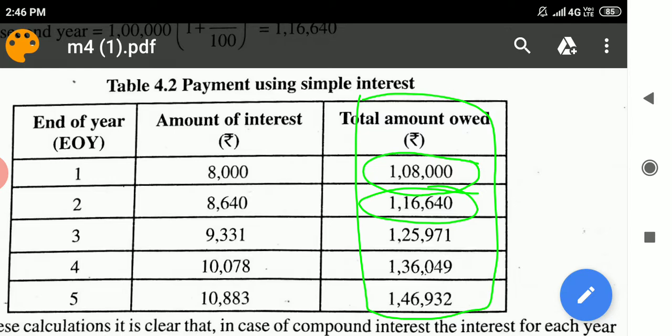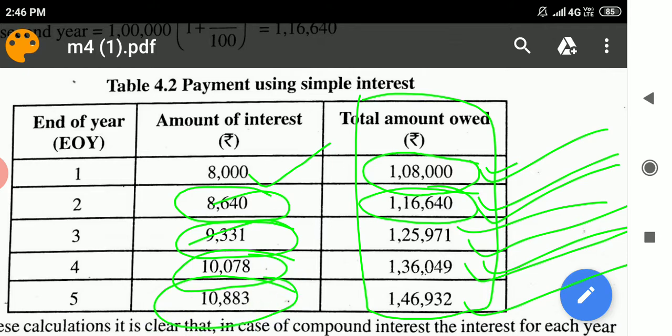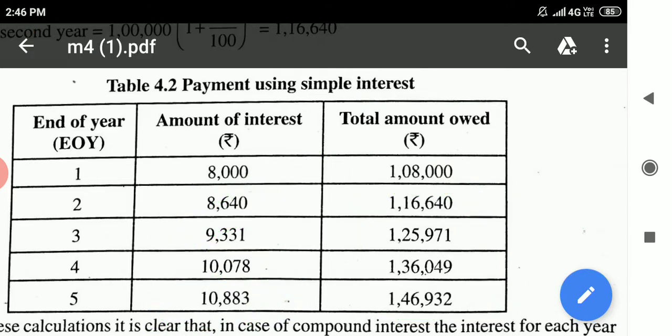Initially we got the 8,000 interest. By subtracting this from this, we will get 8,640. Second, this minus this, we will get 9,331. Same, this minus this, we will get this value. Same, this minus this, we will get this value. This is nothing but the compound interest.